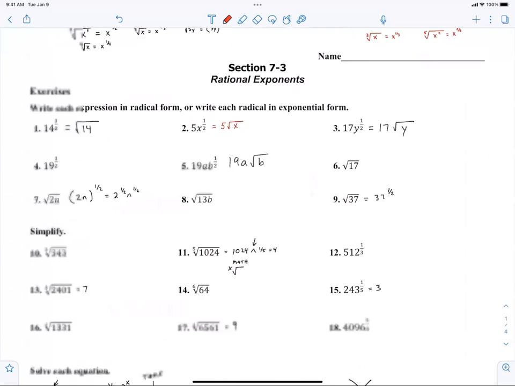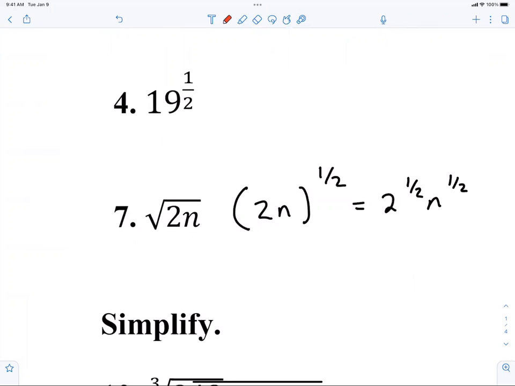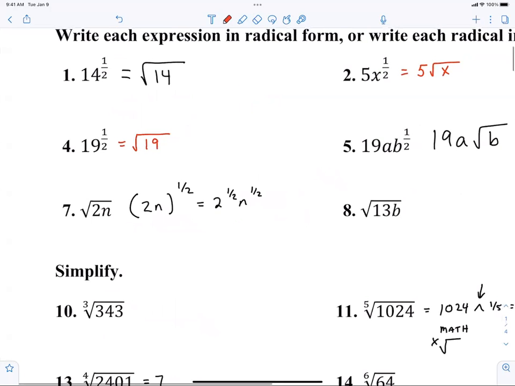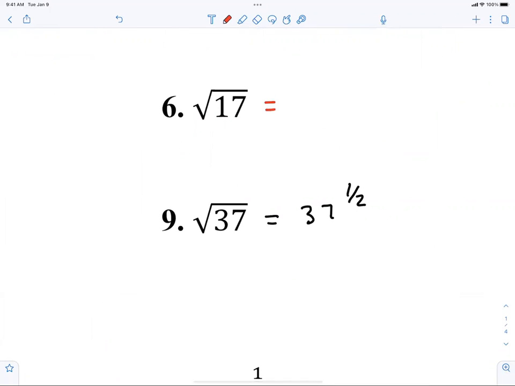Now if I'm asking about question number 4, this can be written as a radical, the square root of 19. That's all. It's very simple. Now on question number 6, this would be written as 17 to the 1/2. That's all. 17 to the 1/2.